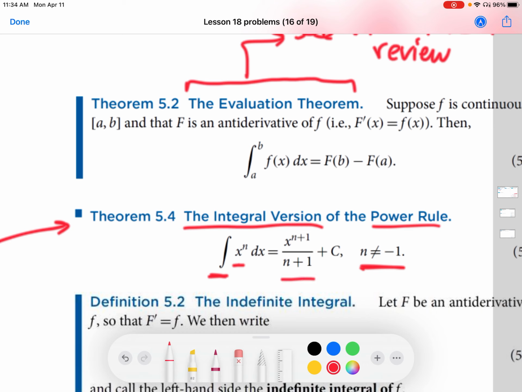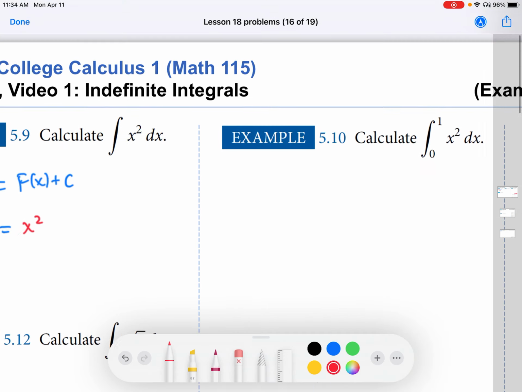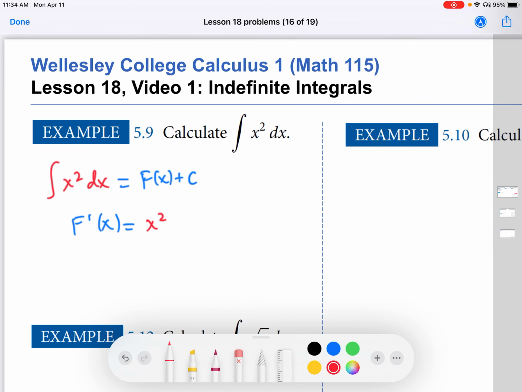Then the answer is you add 1 to the exponent, that's the n plus 1, and then you divide by the result. And then the plus c is always there for the same reasons we talked about in the book. So I refer you to chapter 5 and around these theorems for a discussion of what this plus c means and why it's there. Okay, so we're going to use this integral version of the power rule. So the way to remember it is if you're integrating x to the n, you add 1 to the exponent, divide by the result. Should kind of remind you of the power rule for derivatives, where you bring down the exponent and you subtract 1 from the exponent.